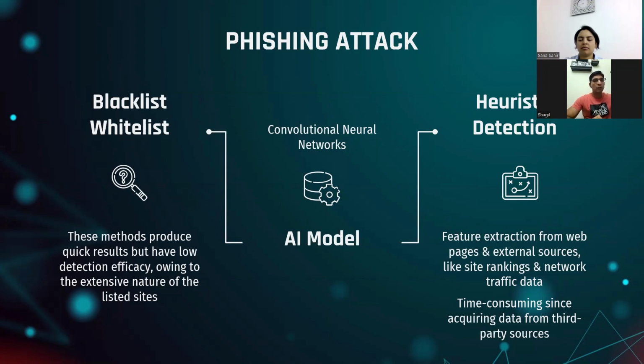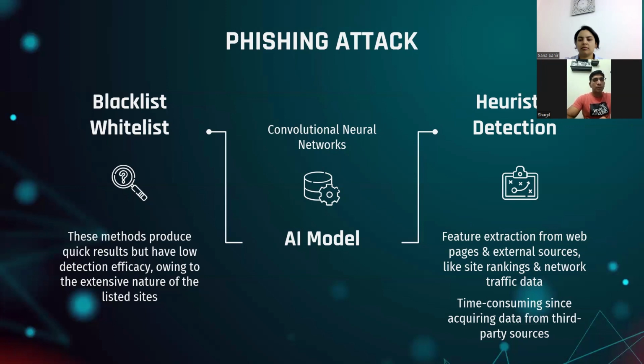Now I will talk about approach two, that is the heuristic detection techniques. Here the information is gathered from a number of web pages, and especially this information is coming from an external source. We can say that it's third-party information. They collect this information from the site ranking and the network traffic to the websites. So there is a dependency on third-party services. Whenever there is a delay from the third-party services, our detection goes wrong. So this is again not an effective way of handling the phishing attack.